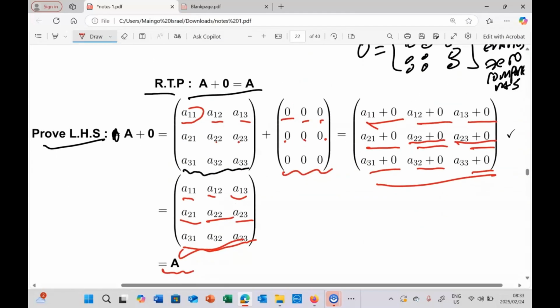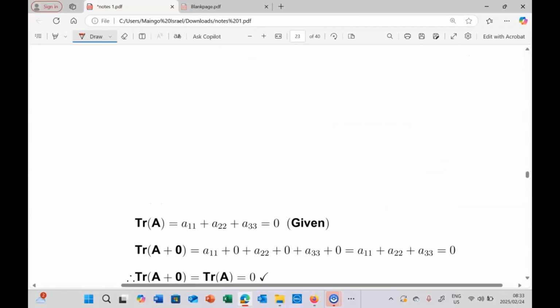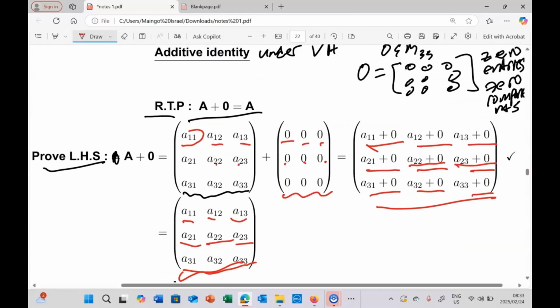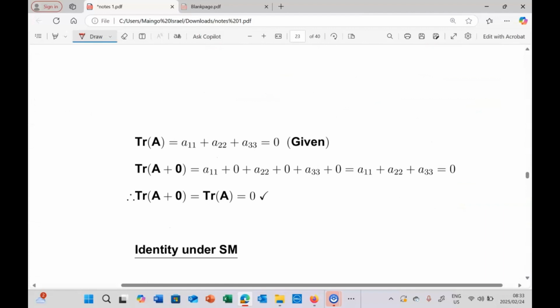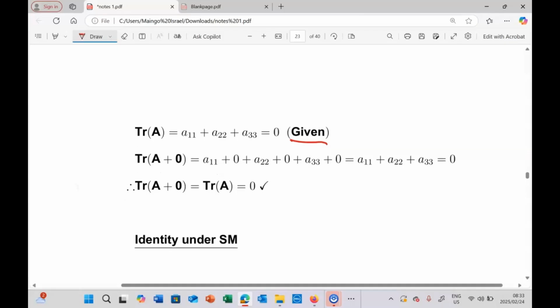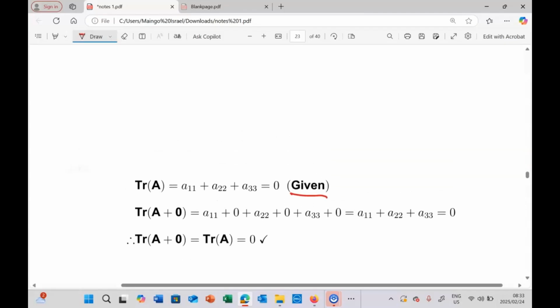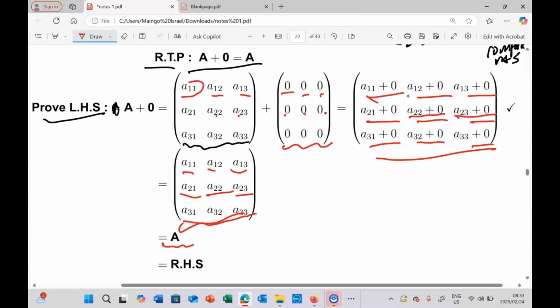We proved it, but we also need to prove the trace. We don't end there. We need to also show another property, which is the trace. The trace of A is 0. This is given. That's what we know. That means it's the right hand side. The trace of A is 0. We need to prove that the traces are equal, obviously. The trace of A plus 0 is just adding the diagonal elements of matrix A plus the 0 matrix. So which is this? We're adding these diagonal elements.